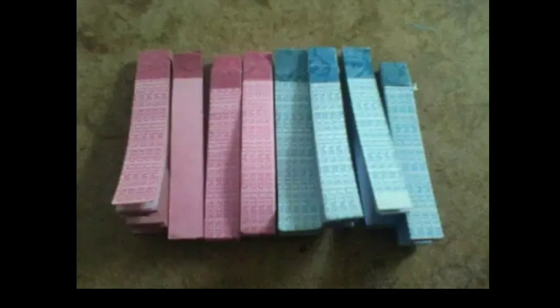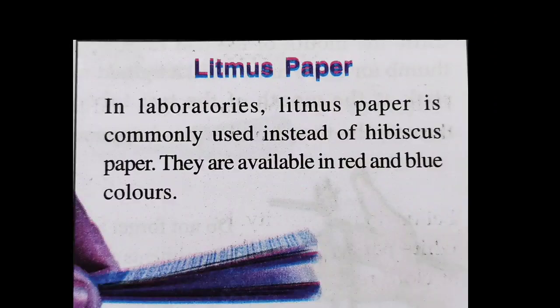A litmus paper is an indicator used in laboratories. Indicators are substances that help us to distinguish between acids and alkalis through color change. Litmus paper is available in red and blue. Blue litmus paper turns red in acids and red litmus turns blue in alkalis.